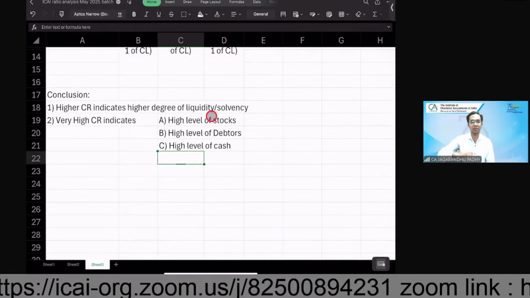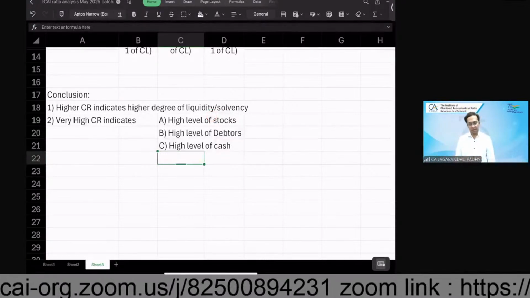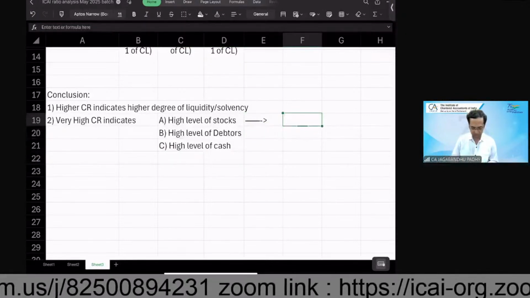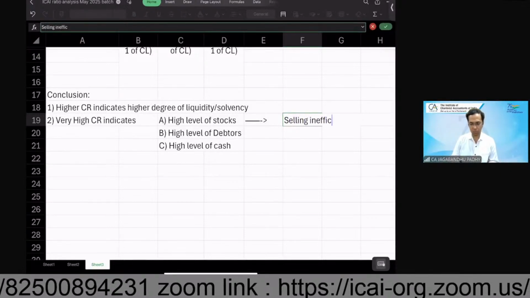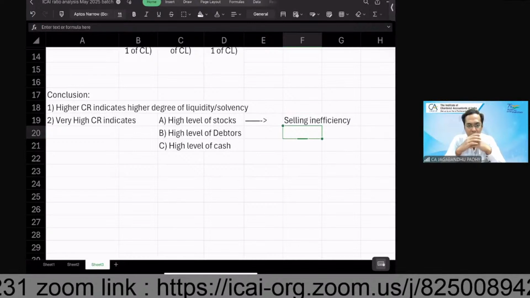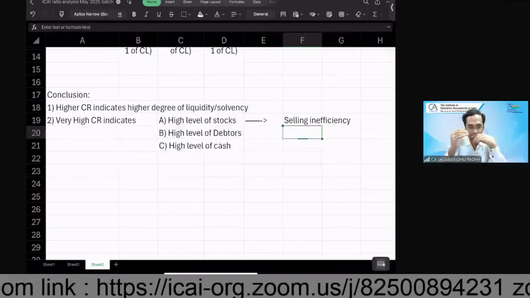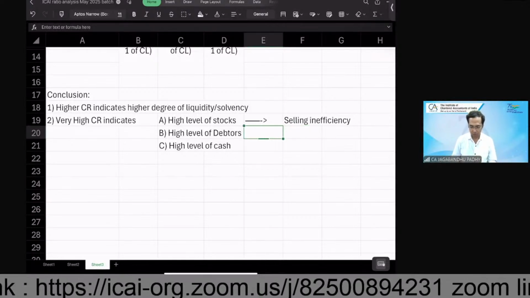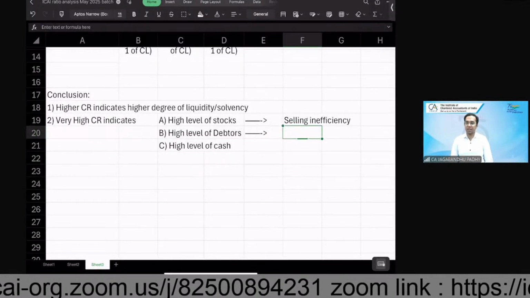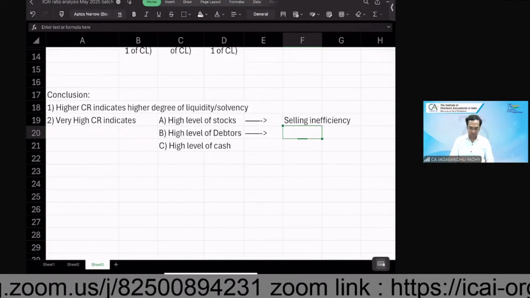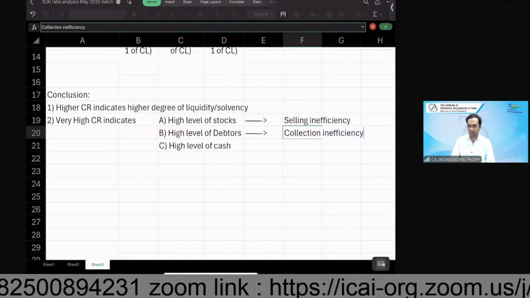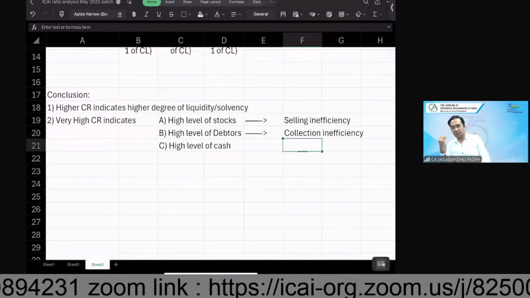Now, if you're having a great level of stock, what would that be essentially indicating? It indicates selling inefficiency. You're not able to sell your products in appropriate time, and therefore your stock is just getting piled up. Now, high level of debtors, what efficiency does it indicate? Collection inefficiency. Perfect. It indicates that you're not efficiently collecting the amount from the debtors, or you're giving a very high level of credit to them.